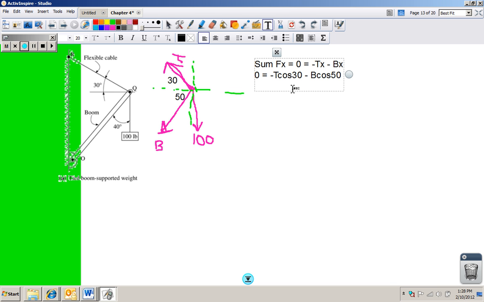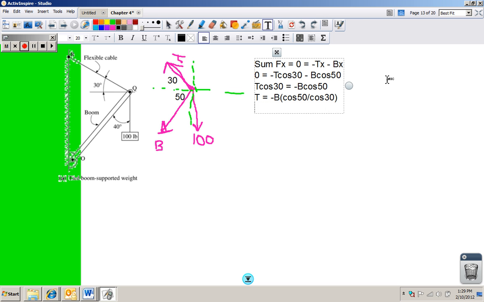So T cosine 30 is equal to negative B cosine 50. Now I need to divide both sides by cosine 30, and I get T is equal to negative B cosine 50 divided by cosine 30.